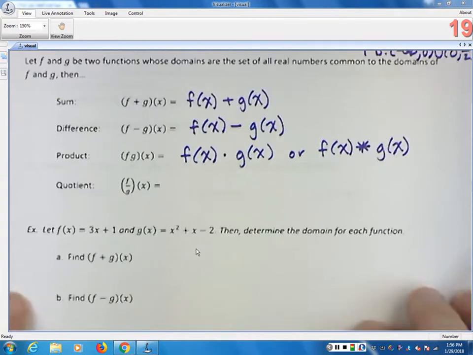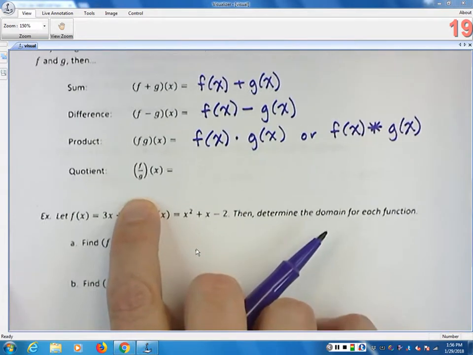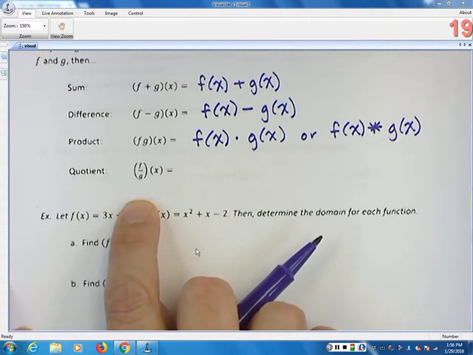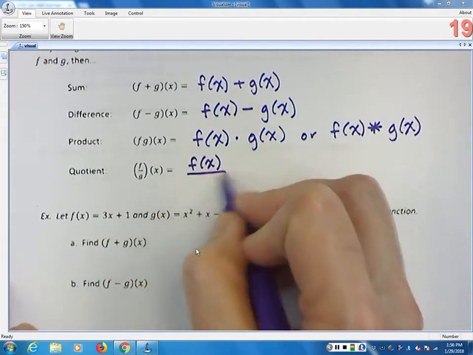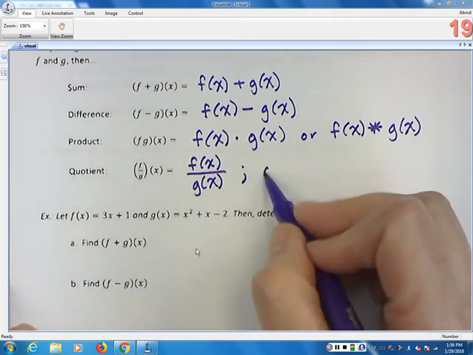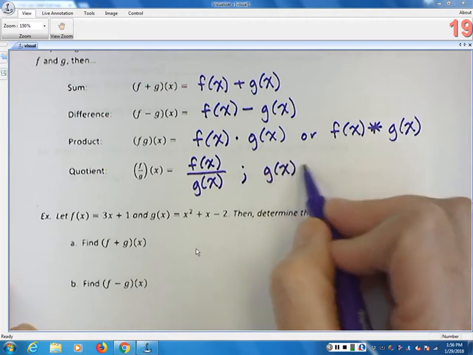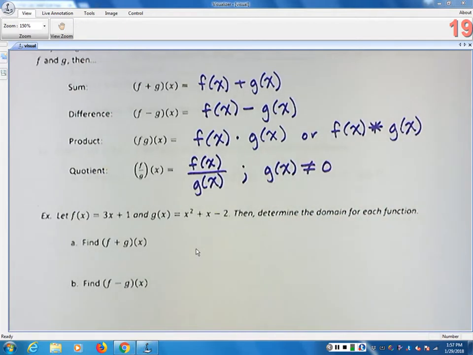Okay, and then the quotient. This is just the notation for dividing two functions, and it just means f of x divided by g of x. But we have a denominator, so we need to make sure that g of x is not equal to 0. We got some x's in that denominator, so we just need to make sure it's not equal to 0. So you'll note that.